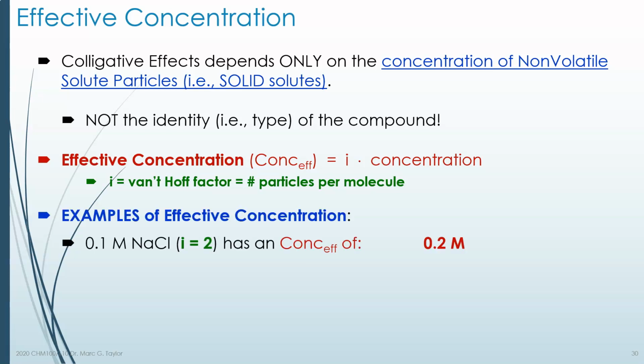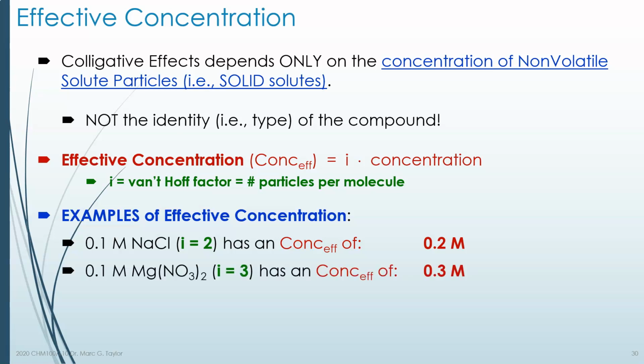For example, if I have a 0.1 molar NaCl solution that I made, in other words, I took a tenth of a mole of sodium chloride and dissolved it in 1 liter, that would be a 0.1 molar solution. However, there's 0.1 molar of the sodium ions and there's 0.1 molar of the chloride ions. So that's a total of 0.2 molar of particles. We don't care about the fact that they're different particles. We only care about the total concentration.